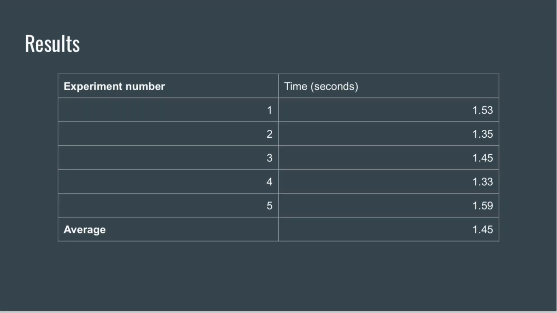Here are the results for each of my 5 drops of the magnet down the aluminum foil tube. They were all similar but slightly different, so I took the average and got 1.45 seconds.